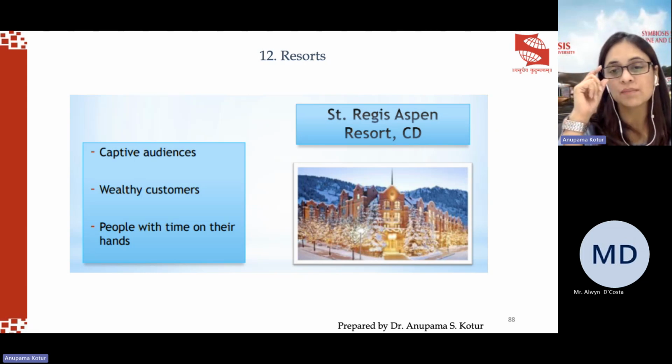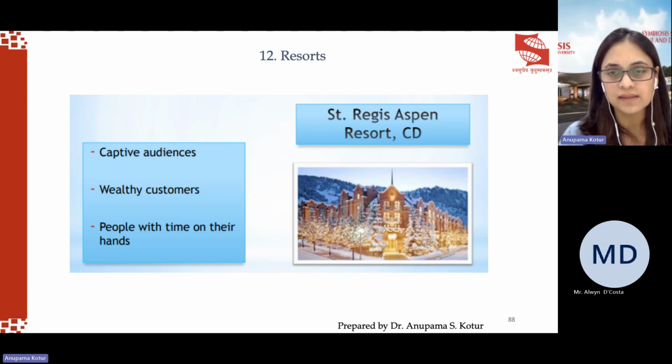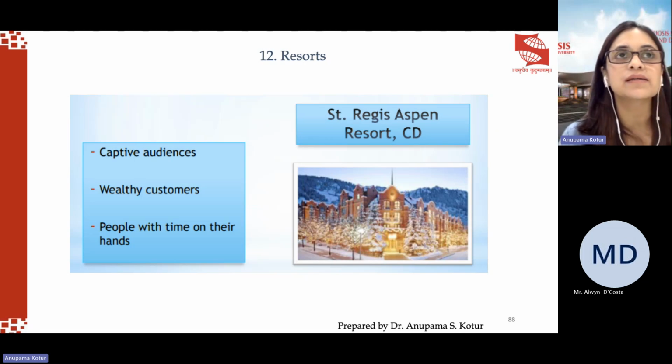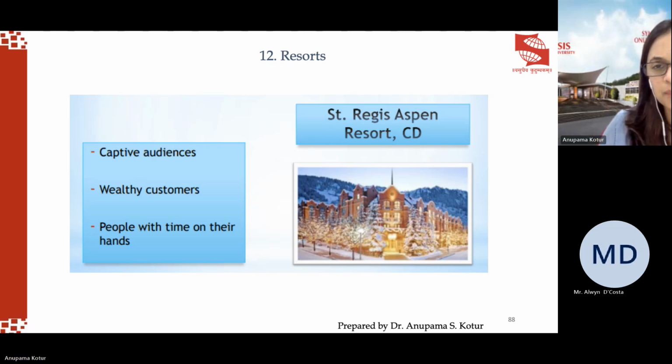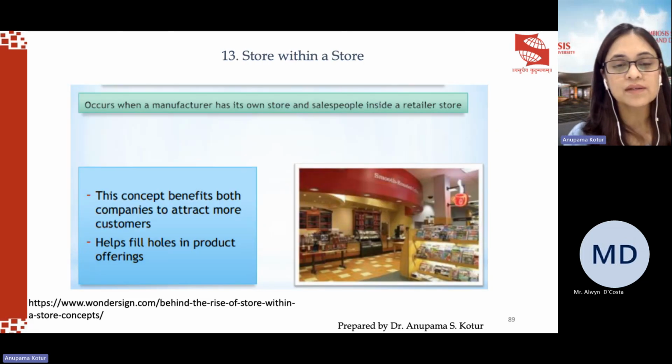This place is very popular among skiers. A lot of them travel to Aspen to enjoy, and St. Regis is one of the very popular luxury resorts over there. So you will find a lot of luxury brands setting up stores. Store within a store is another concept where you have these mega stores, and then within those mega stores, smaller stores might either set up a permanent setup or have a pop-up store, right?